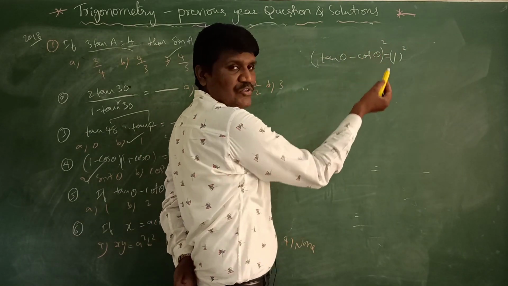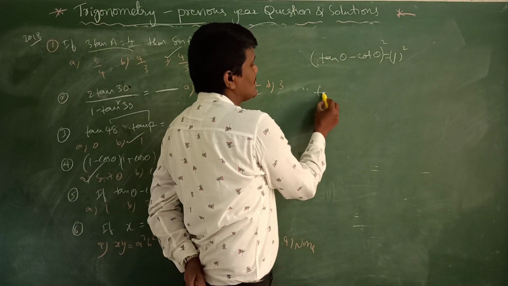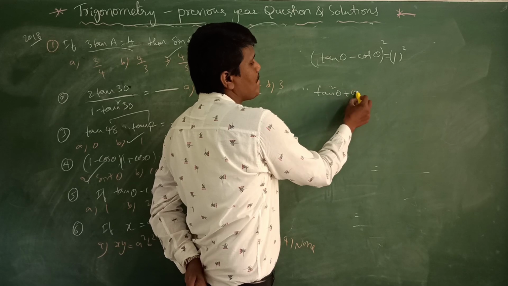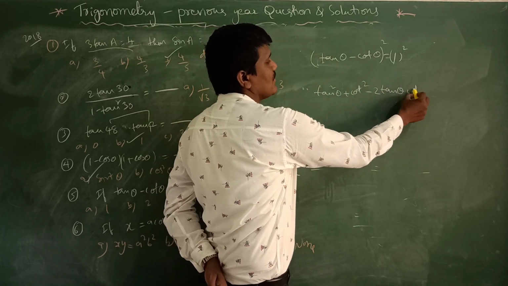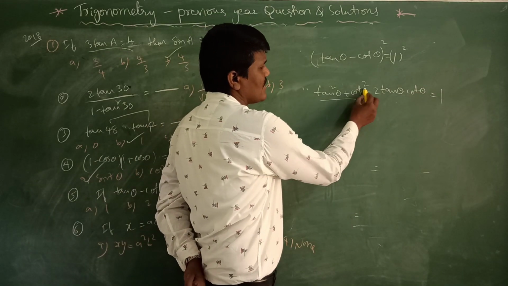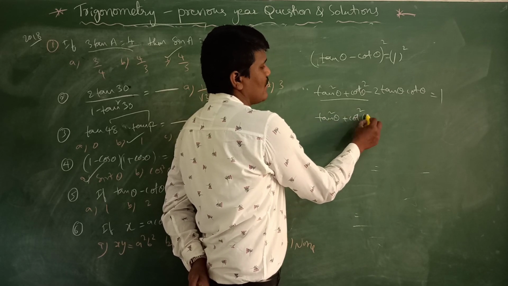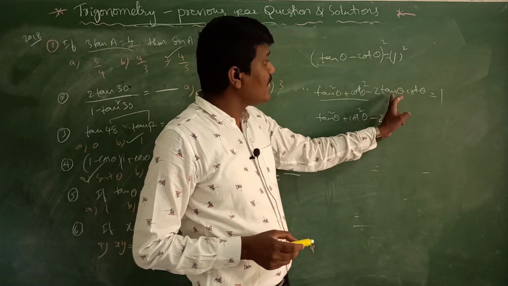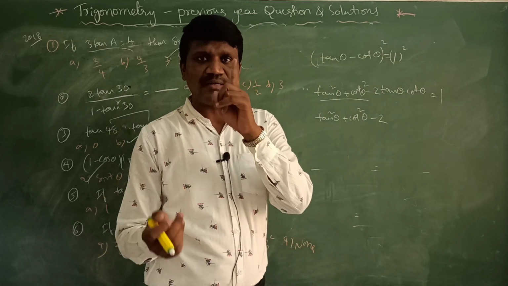Right? So the (a minus b) whole square formula: (a minus b) whole square is a square plus b square minus 2ab. So a square plus b square minus 2ab is equal to 1. Here they are asking tan square theta plus cot square theta minus 2 tan theta into cot theta. Already we have explained what the value of tan theta into cot theta is: 1.